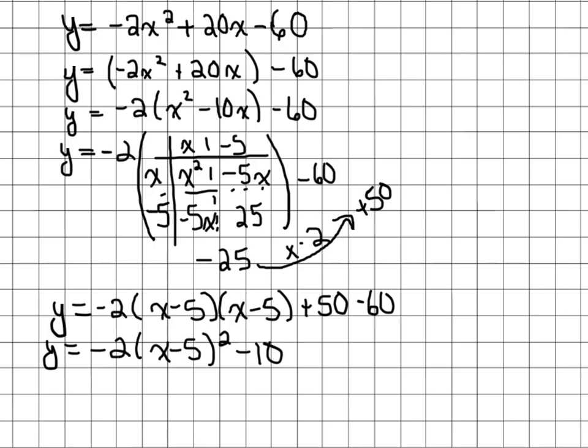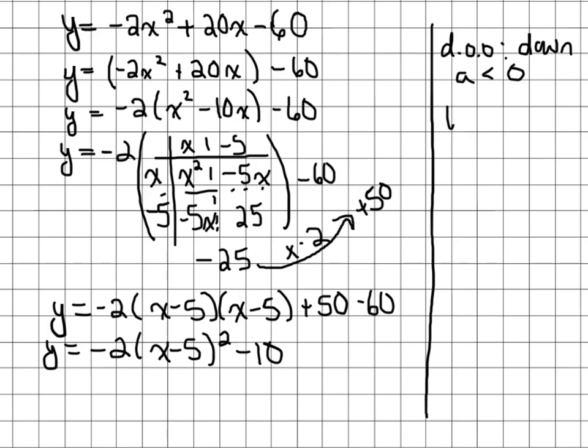So I will do that. Let's look at what information I can get from here. I'm just going to do a line here. In terms of our properties, we can look at our direction of opening. Because our A value is negative, that means it's sad, and so it opens down. That's because A is less than 0, so it's negative, so it opens down.